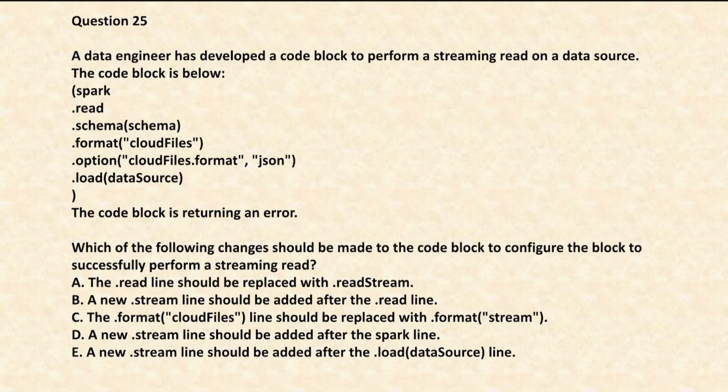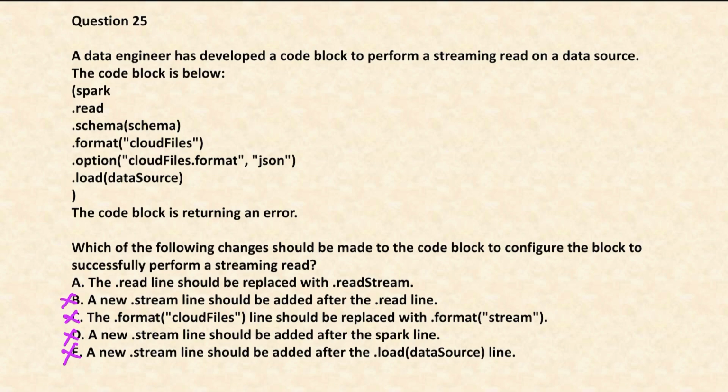So let's read out the options. The dot read line should be replaced with read stream. Okay, this seems to be correct. A new dot stream line should be added after the dot read line. The dot format cloud files line should be replaced with format string. This is not correct. You don't need to do that. A new dot string line should be added after a spark line. This is also not required. A new stream line should be added after the dot load data source line. This is also not correct. Now, a new dot stream line should be added after the dot read line. That is also not required.